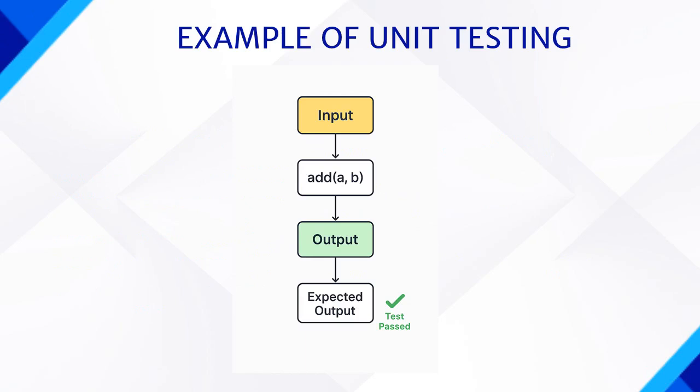Let's take a simple example of unit testing with a calculator app. Imagine we have a function called add(a, b) that adds two numbers. We give an input like 2 plus 3. The expected output is 5. If the function gives the same result, the test is marked as passed. If the result is different, the test is failed.